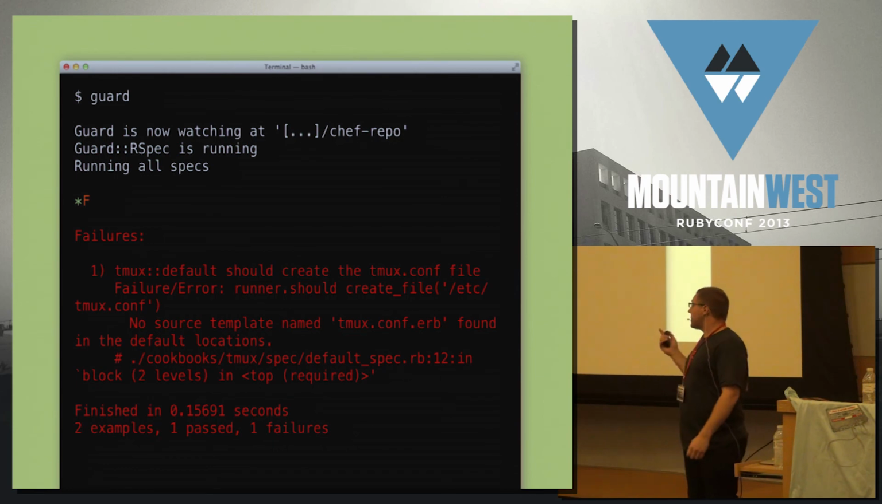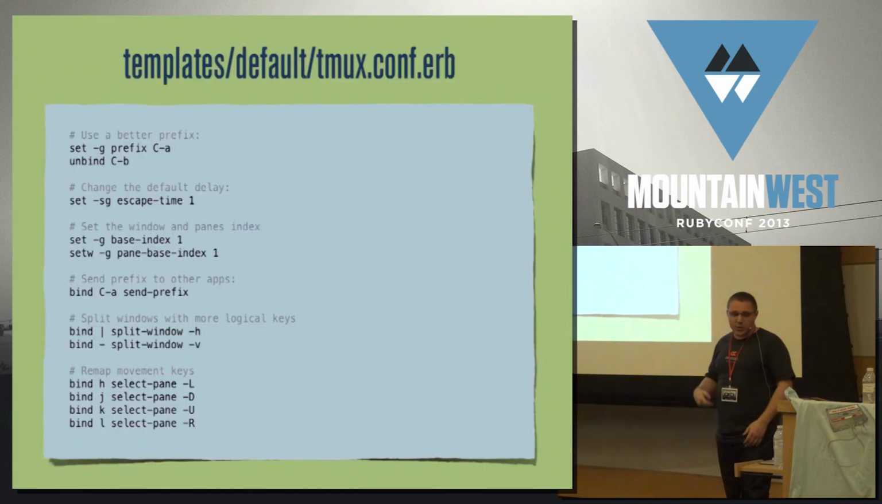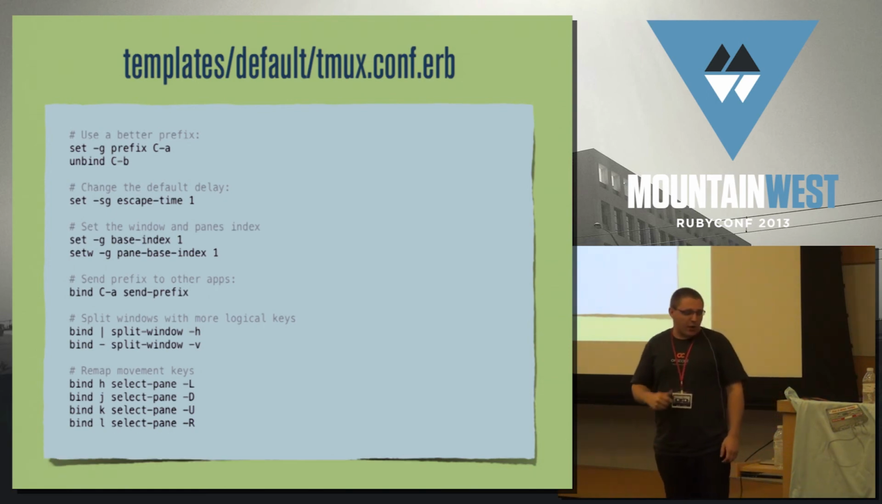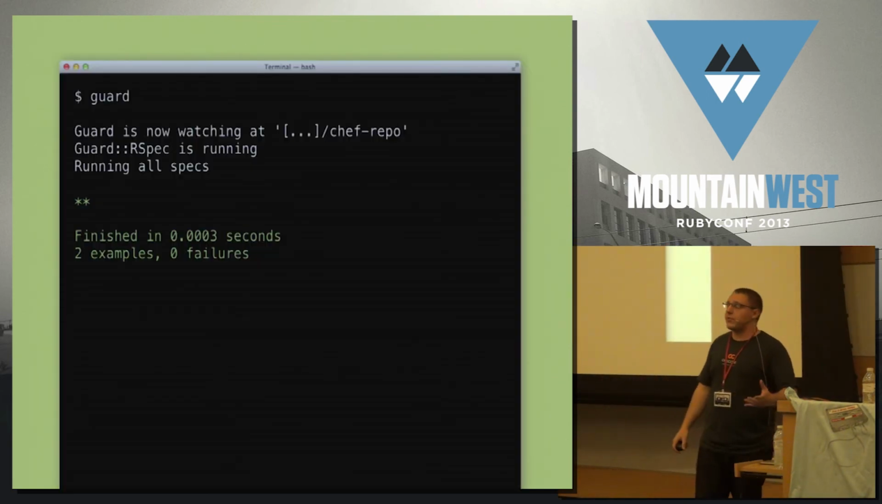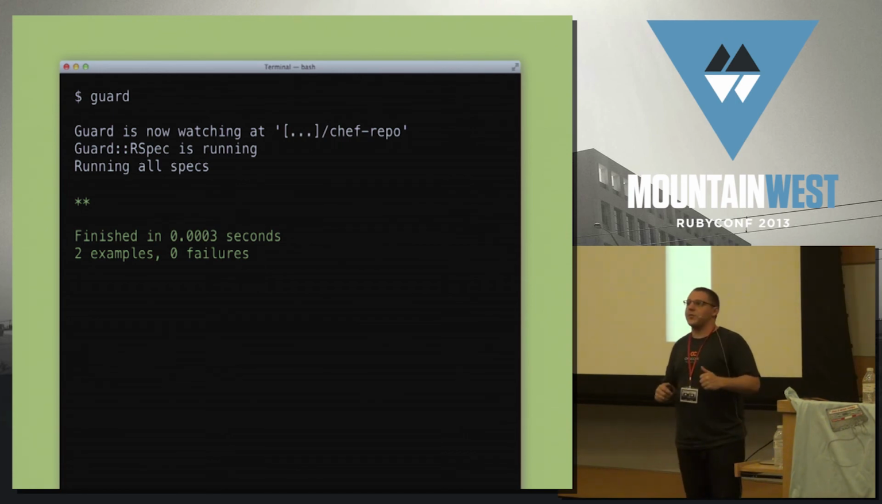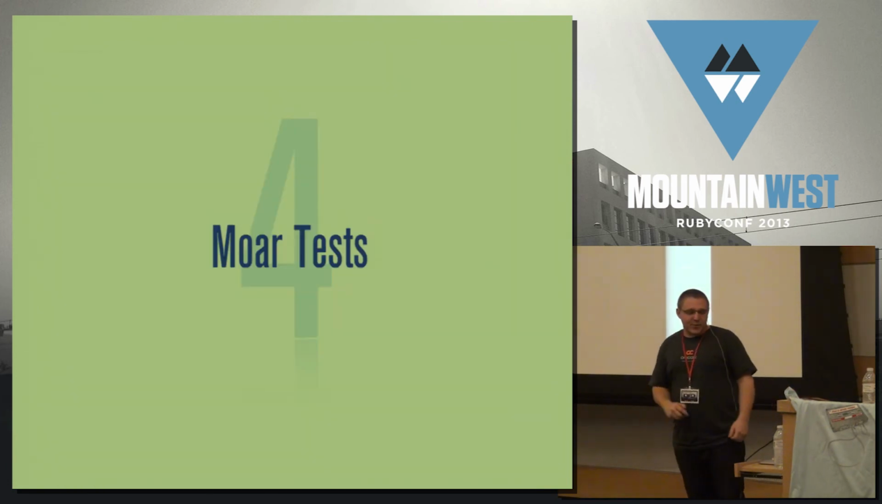So if we add that, we're going to see, oh, there's no template named tmux.conf found in any of the default locations. Chef 11, this output has changed a little bit, but it's still going to give you a very similar error message. So we'll drop that conf file in. I stole this from the interwebs. We're going to put it in templates/default/tmux.conf, and we're going to run Guard. Well, Guard has been running. When we save that file, we're going to get all the examples finished in microseconds. That's cool. We have successfully done test-driven development on a cookbook. Who's excited? Woo! Cool.